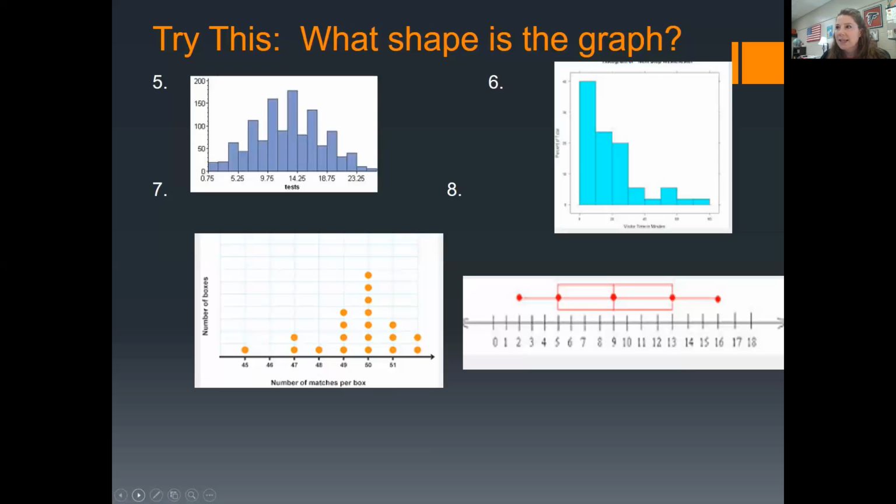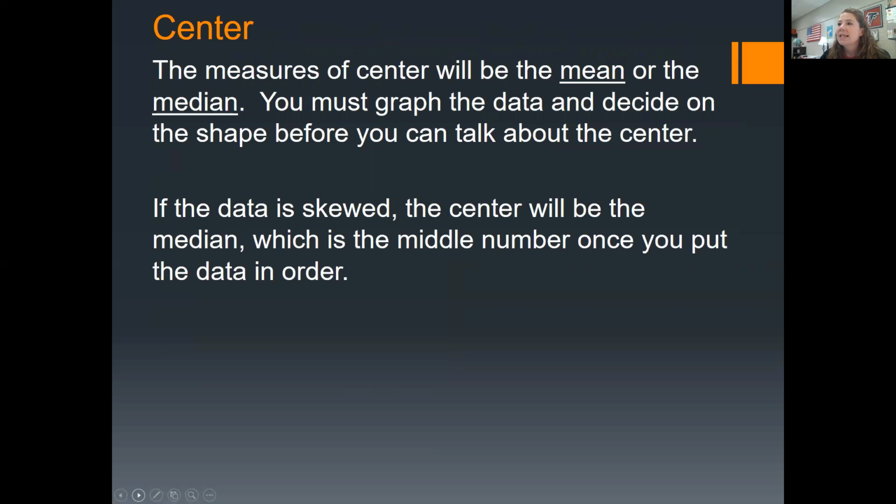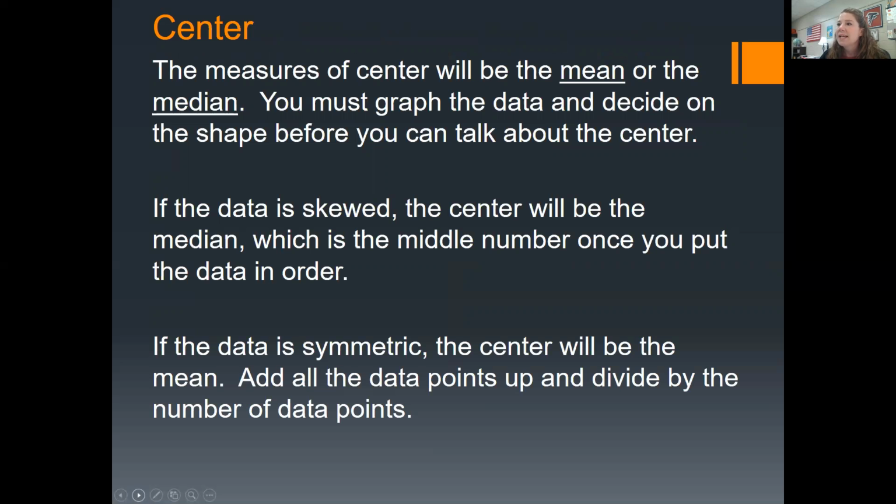Symmetrical. So I hope you guys identified those. All right, so I kind of said this earlier, but the measures of center will be the mean or the median. You must graph the data and decide on the shape before you talk about the center. If the data is skewed, the center will be the median, which is the middle number once you put the data in order. If the data is symmetrical, the center will be the mean, and you will add up all the data points and divide by the number of data points.